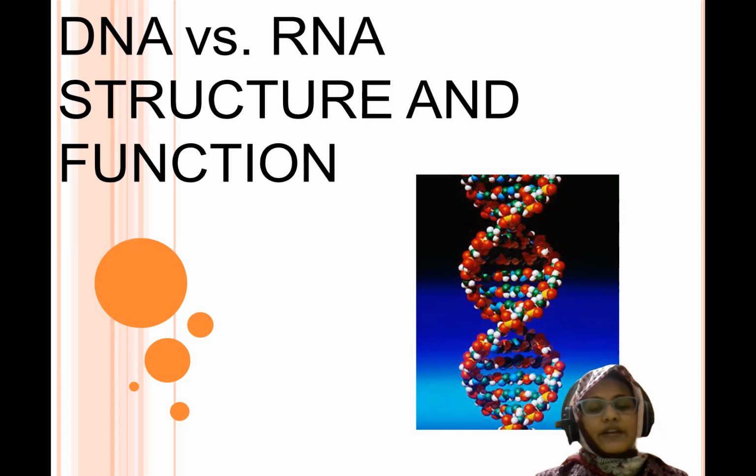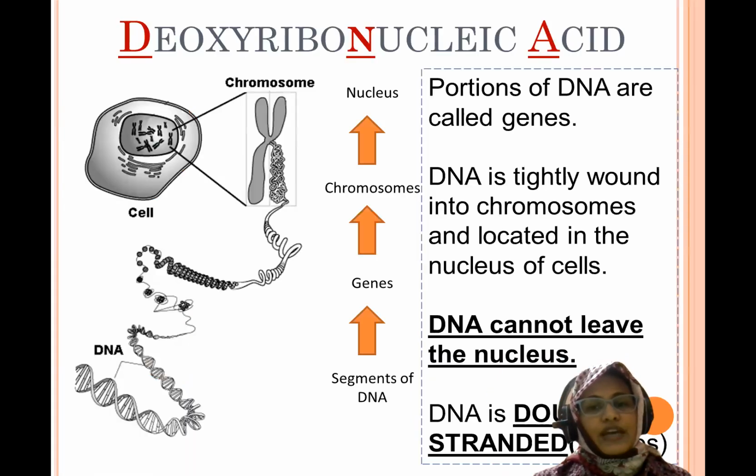So let's start. Nucleic acids are of two types. One is DNA, which stands for deoxyribonucleic acid, and the other is RNA, which stands for ribonucleic acid. Now, where is DNA located? DNA is located at a specific place on a chromosome in the nucleus of cells.